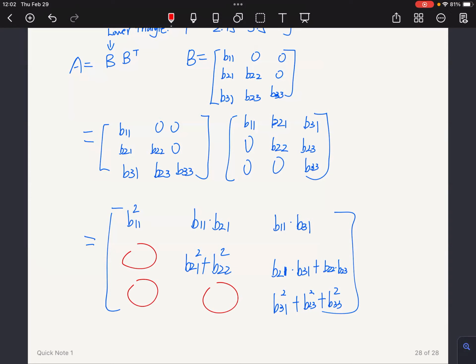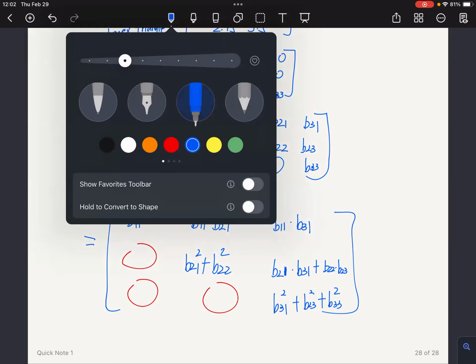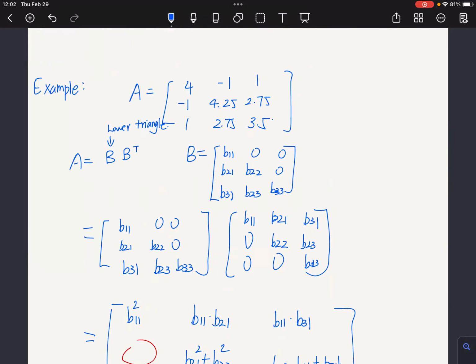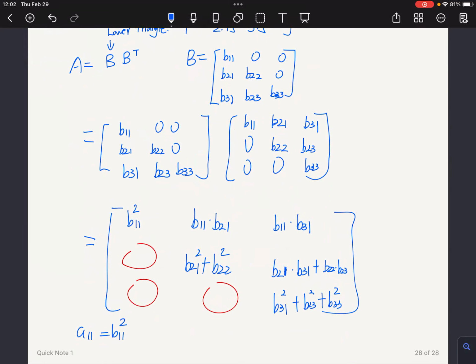So let's see, what do we have here? For B11, it's so easy to solve because A11 equals B11 square. What's A11 in our matrix? A11 is just 4, right? So 4 equals B11 square, and then we get B11 equals 2. Don't forget that in the Cholesky factorization the diagonal should be positive. It should be the positive element, and so B11 is 2.